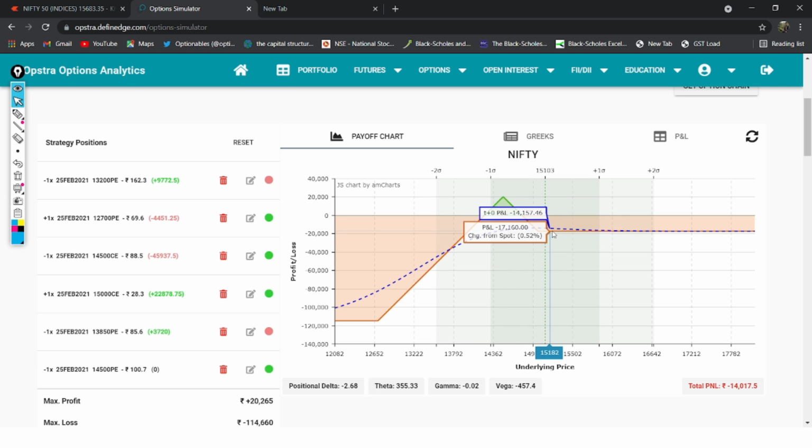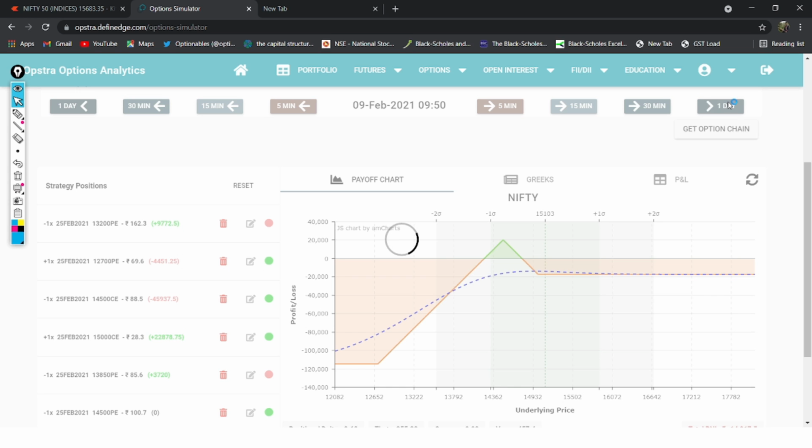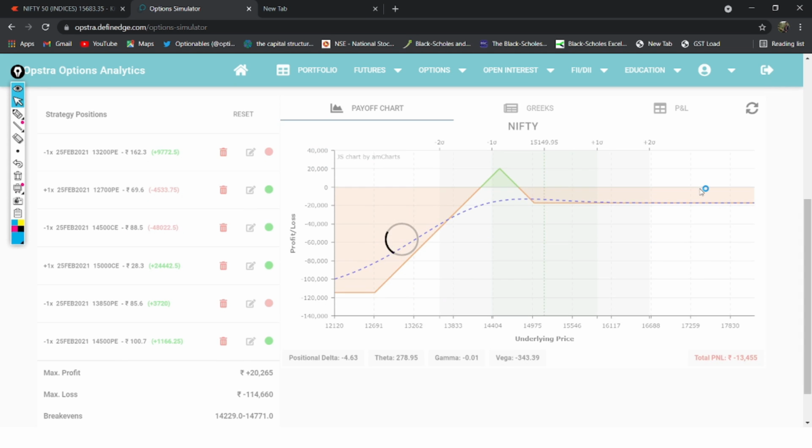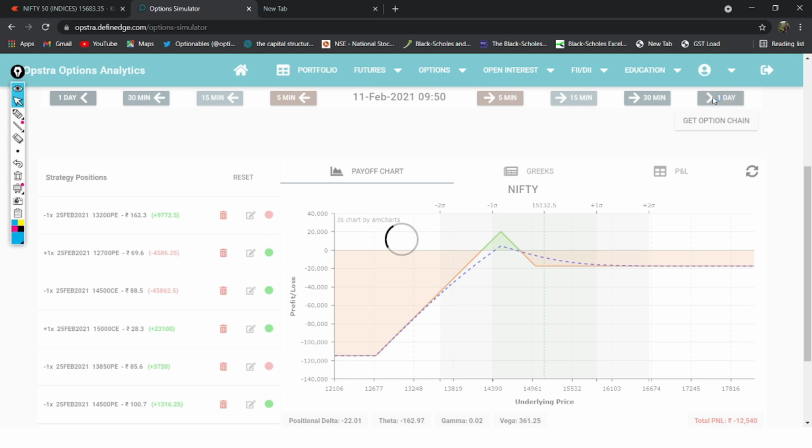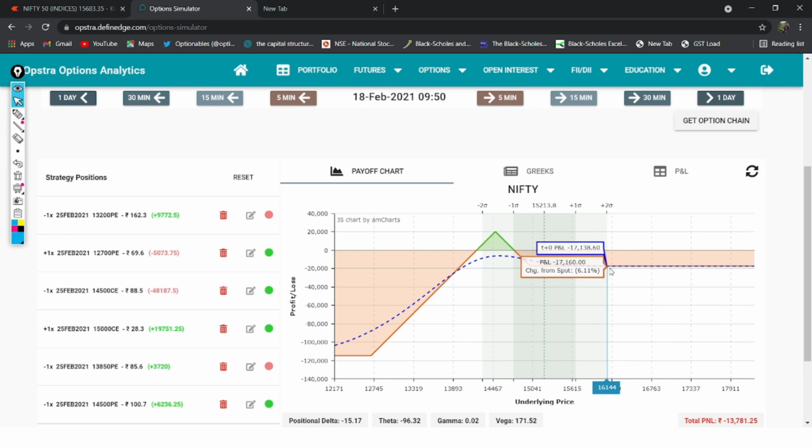So I'm not going to do anything. I am going to hold it. In case it is coming back, I will exit everything. So let's see what happens. So I'll go ahead, 11th Feb, 12th Feb. So nothing is happening. I don't have to worry about upside because my hedge leg is giving me profit.